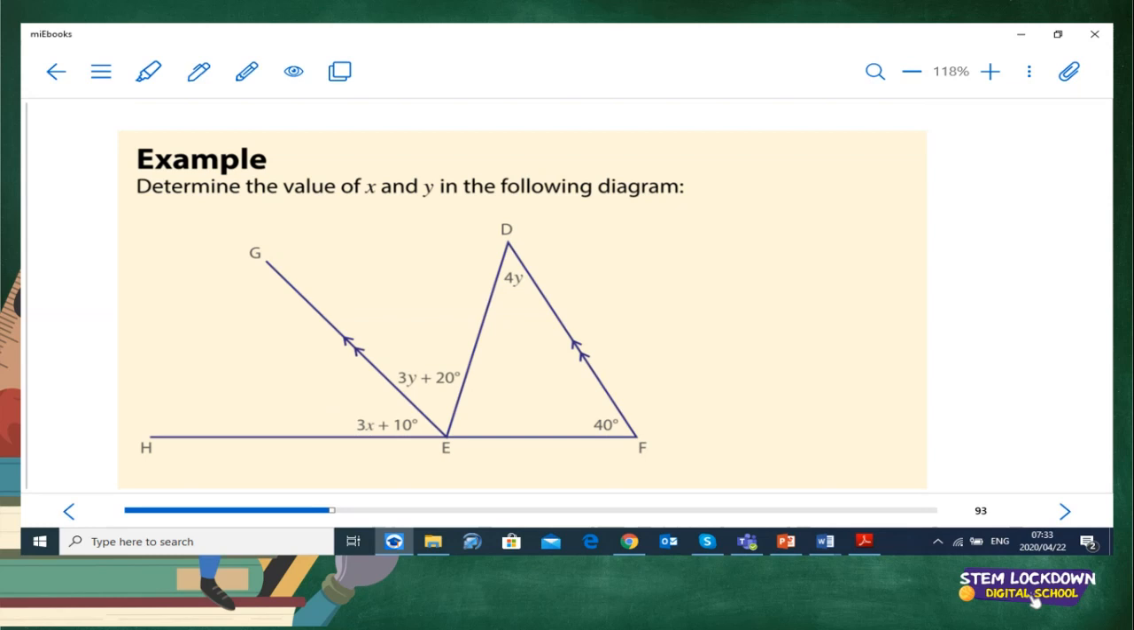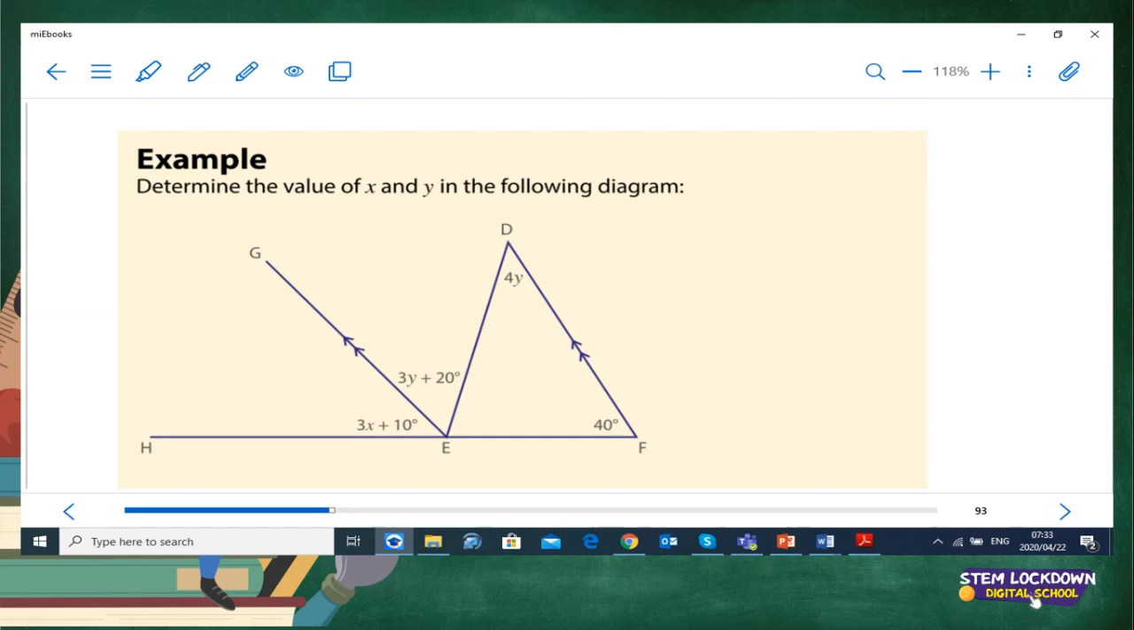Even though it may not be drawn to scale, we are given that GE is parallel to DF. That is information. How do you know they are parallel? Because of the arrows there on each line. We've got 2 arrows here, 2 more arrows there. So this tells you that the 2 lines are parallel.